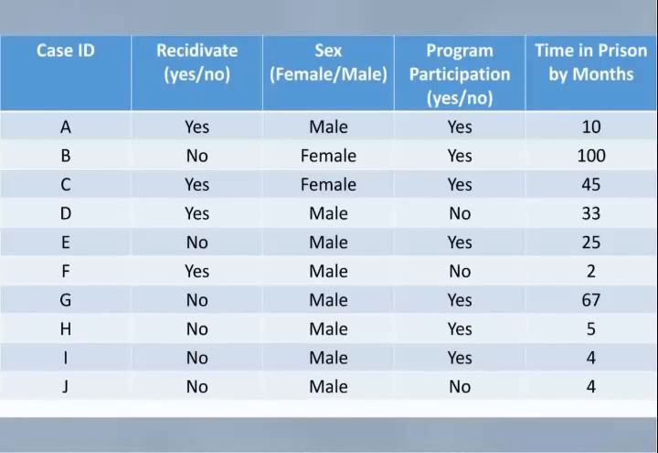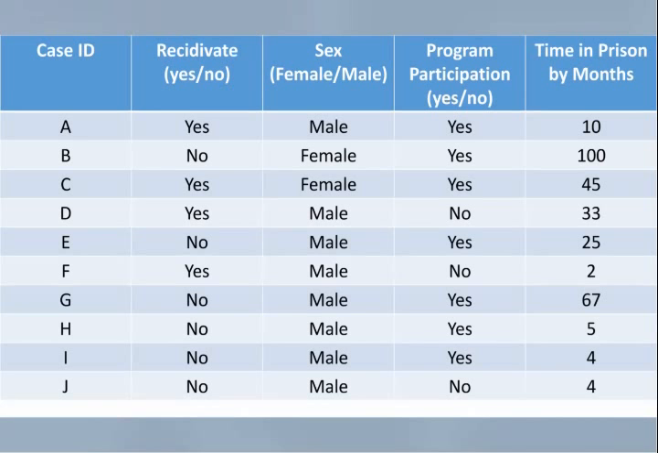And so this is your raw data table, right? So each person has responded, quote unquote, to this survey or whatever it is, however we collected this data. So person 1 recidivated, case ID 1A is somebody who recidivated. Person A is a male. Person A participated in the program, and person A spent 10 months in prison. Person B did not recidivate, is a female, participated in the program and spent 100 months in prison. So this is what I mean by a raw data table.